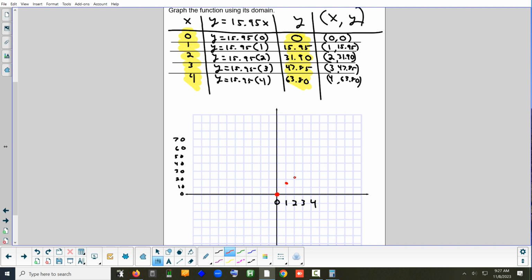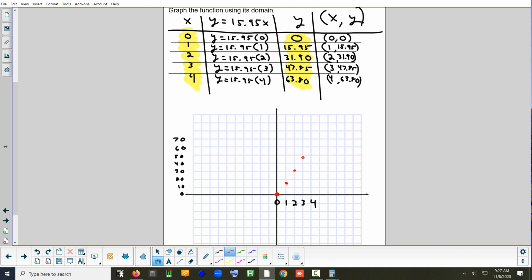3, a little bit below 50. Right, we're just estimating the best we can. So 3, oh wait a minute, did I do that one right? 2, a little bit above 30. Oh, I put it in the wrong spot. Sorry. 2, a little bit above 30. 3, a little below 50. So 50 is right there. A little bit below. And then 4, a little above 60.